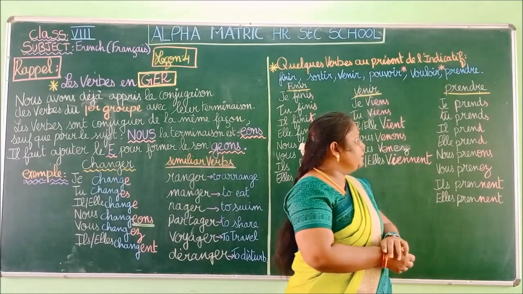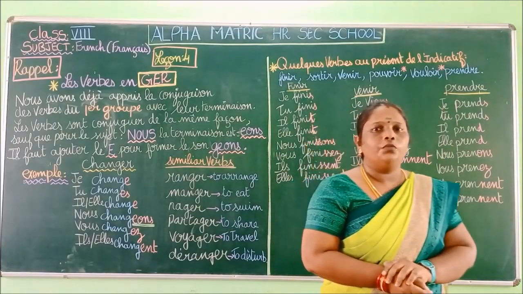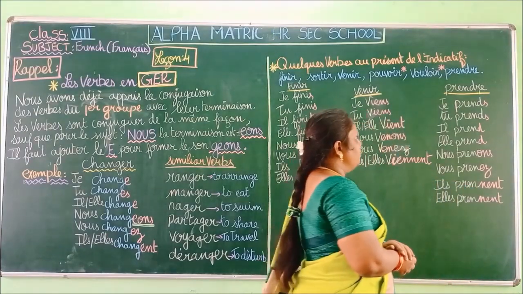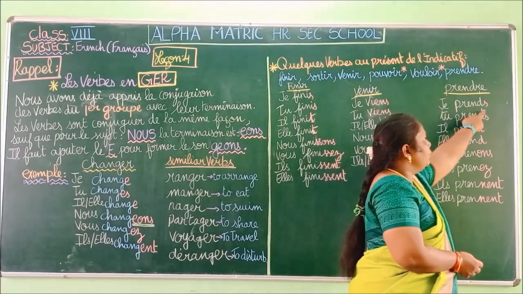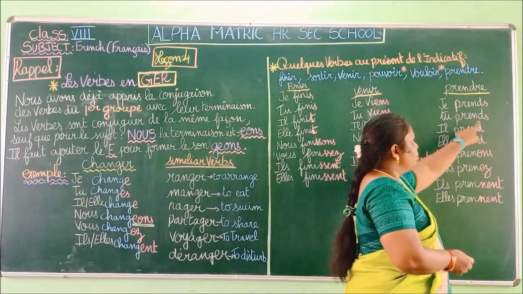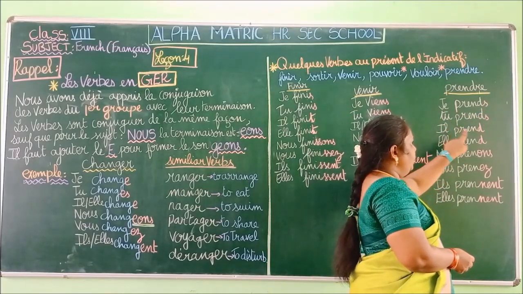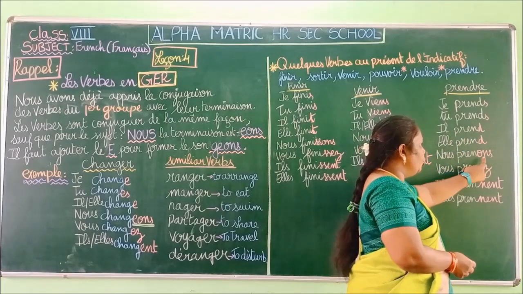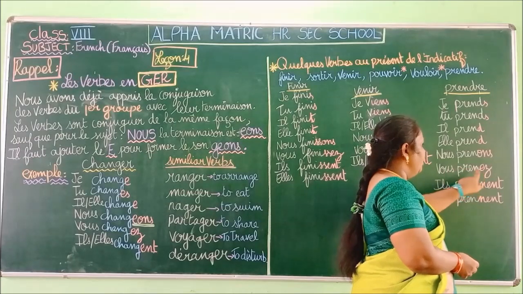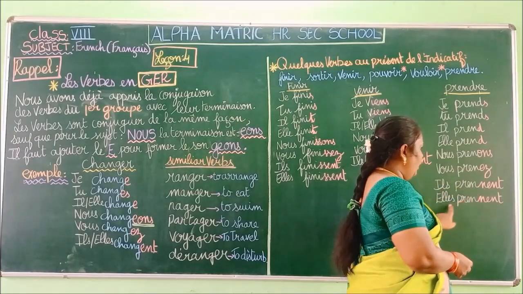So we already learned this also in RE group verb. So let me see the conjugation of the verb prendre. Je prends, we are going to add a S. Tu prends, add a S. Il prend D, elle prend D. Nous prenons, vous prenez, ils prennent, elles prennent.